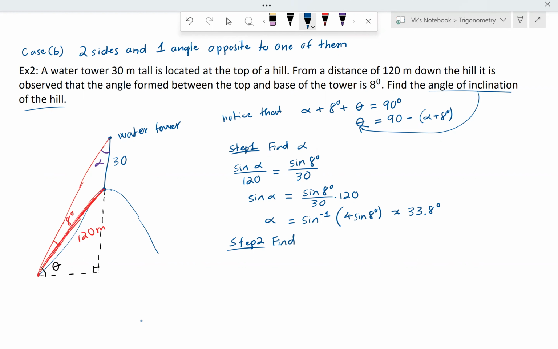Find the angle theta. That is the angle of inclination of the hill. Theta is 90 minus alpha plus 8 degrees. So that would be 90 minus 33.8 degrees plus 8 degrees. And this gives us 48.2 degrees.